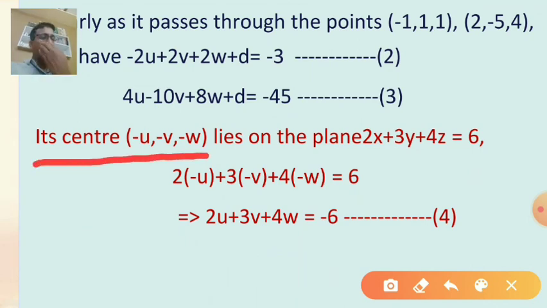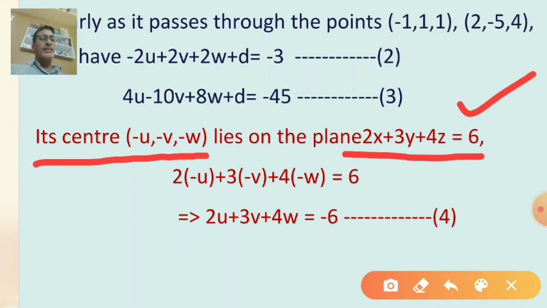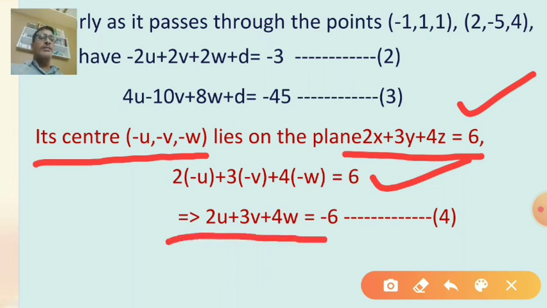And also it is given that the center of the sphere lies on the plane 2x plus 3y plus 4z is equal to 6. Therefore, we can substitute minus u, minus v, minus w in the equation of the plane. Then we will get 2 into minus u plus 3 into minus v plus 4 into minus w is equal to 6. So by simplifying this equation, finally we will get equation number 4 like this: 2u plus 3v plus 4w is equal to minus 6.